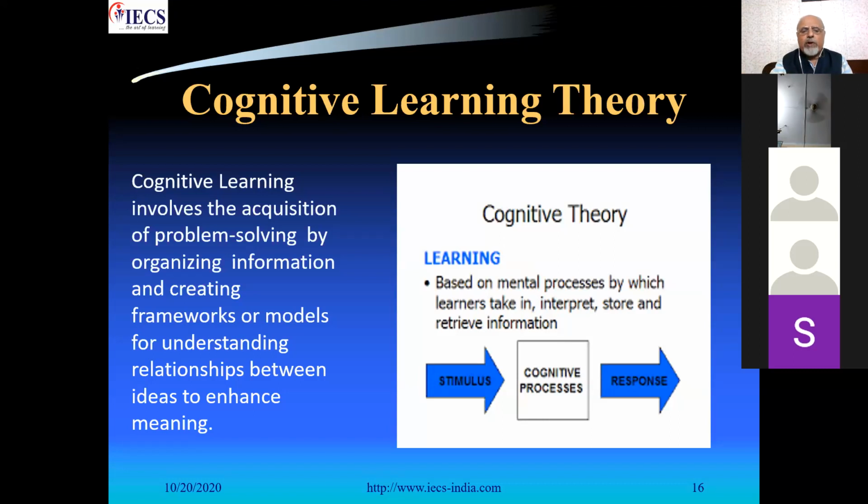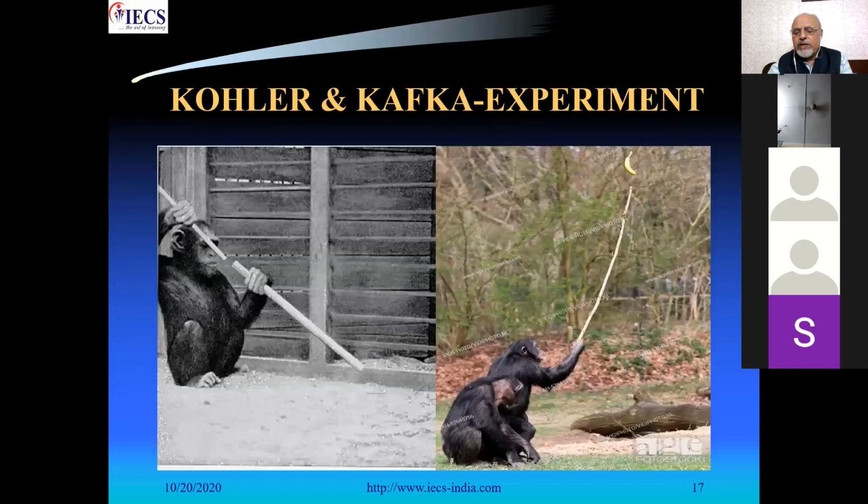And this acquisition of problem-solving ability happens only in the brain when he is able to build up relationships. Relationships between concepts, between facts, between principles. This experiment is very well known to you. An experiment performed by two psychologists, Kohler and Kafka.